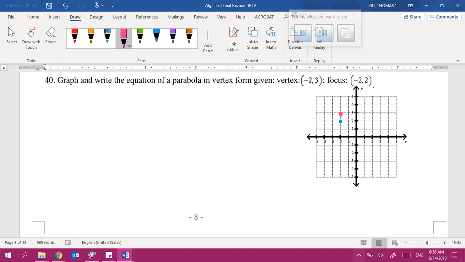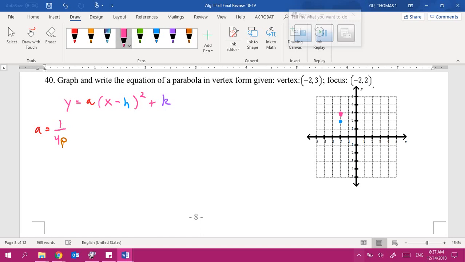So the equation for a vertical parabola is y equals a times (x minus h) squared plus k. Now remember, when we're dealing with these kinds of equations where we have the vertex, focus, and so on, we need to remember that a equals what? 1 over 4p, that's right. A is 1 over 4p. So we need to find p.